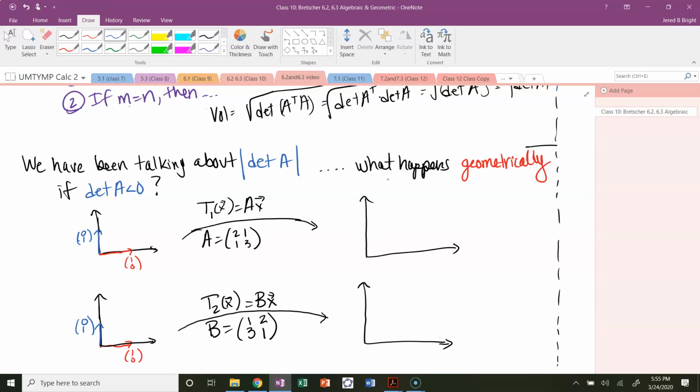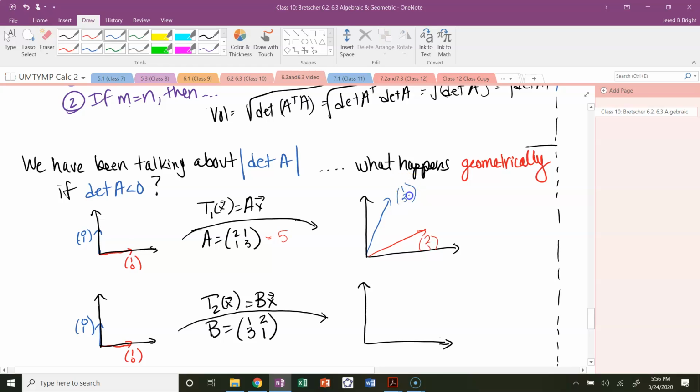So in this first one, if we look carefully, this was the one that we had from before. This is going to take the vector 1, 0 to the vector 2, 1, and similarly, it's going to take the vector 0, 1 to the vector 1, 3. Okay, not 1/3, that's 1, 3.